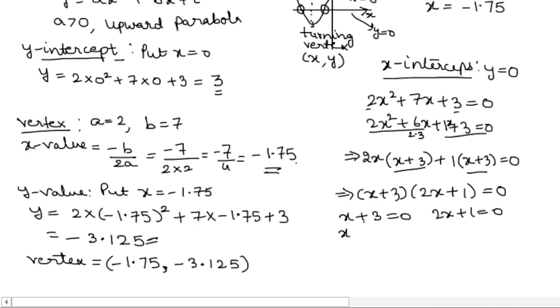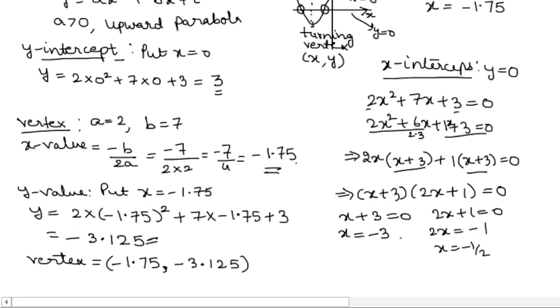From here we can just transpose 3 to that side of the equation. 3 is positive, so that side it becomes negative. Similarly, we need to transpose 1 to that side of the equation. So 1 is positive here, that side it becomes negative. So 2x is equal to negative 1. Finally, I transpose 2 to that side. So 2 is multiplying here, that side it is going to divide negative 1. So my x is negative 1 by 2.